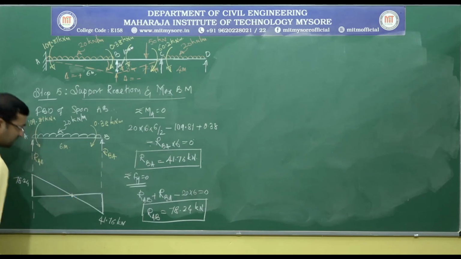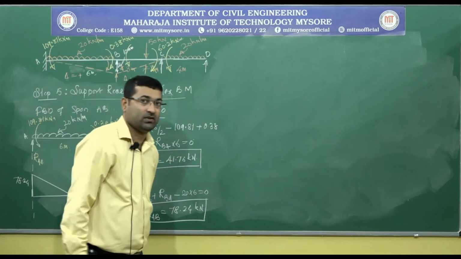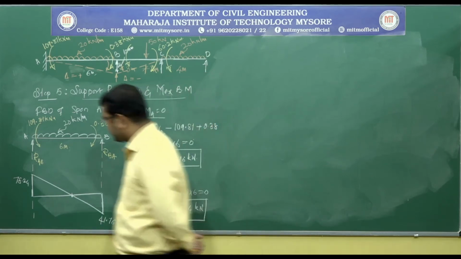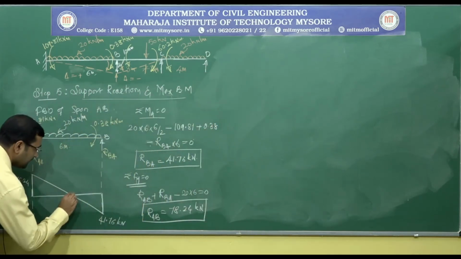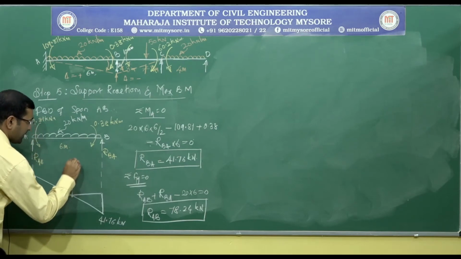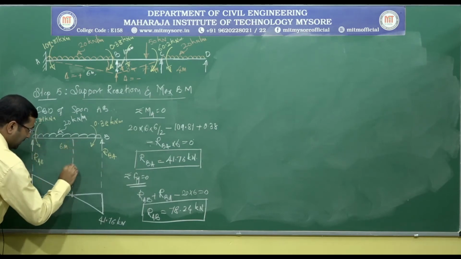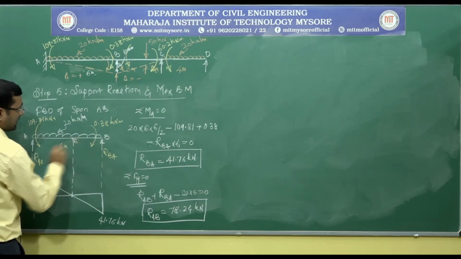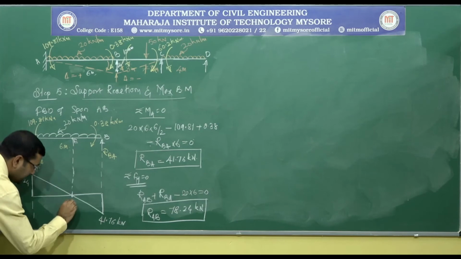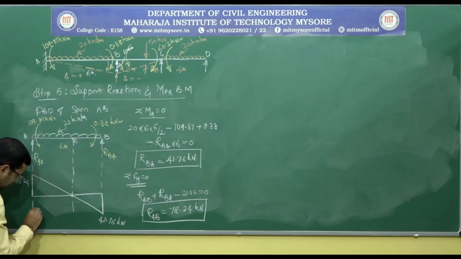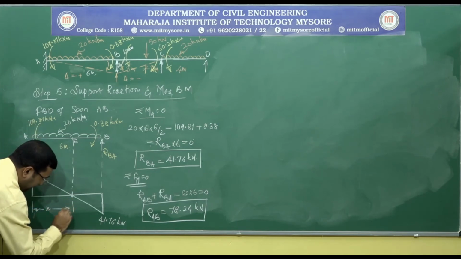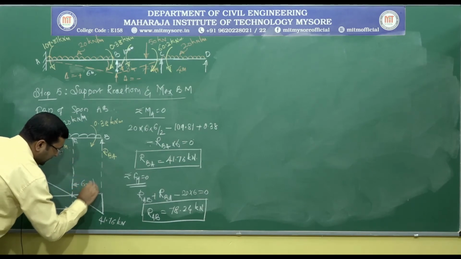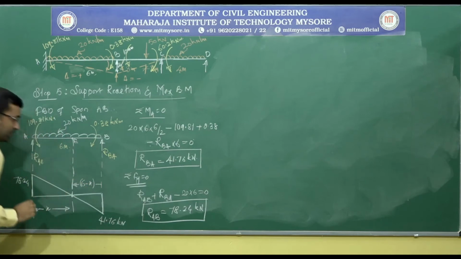So now you can see this is a point where the shear force is 0. Let me call that point E. So let us say this is at a distance of x. If that is x, then this will be 6 minus x.